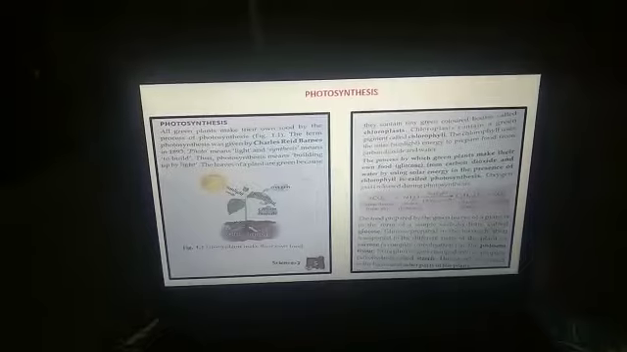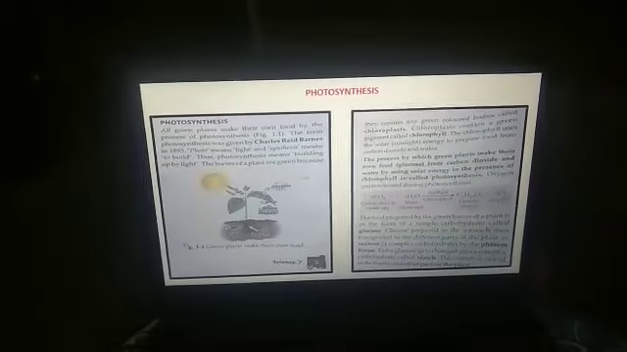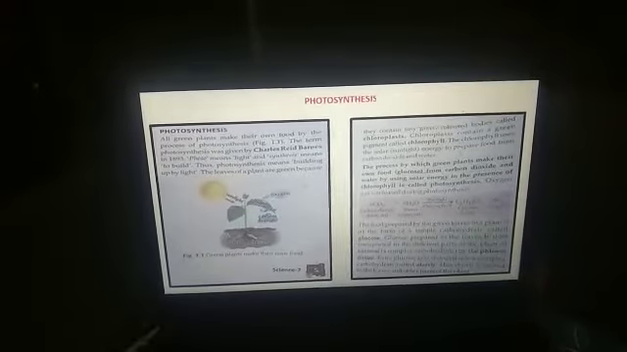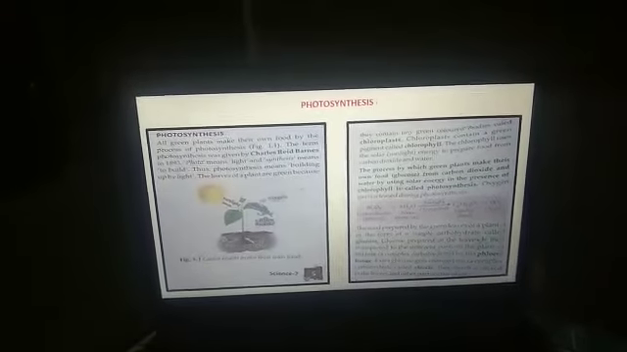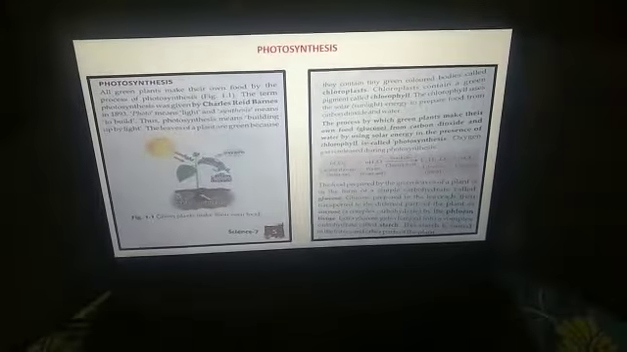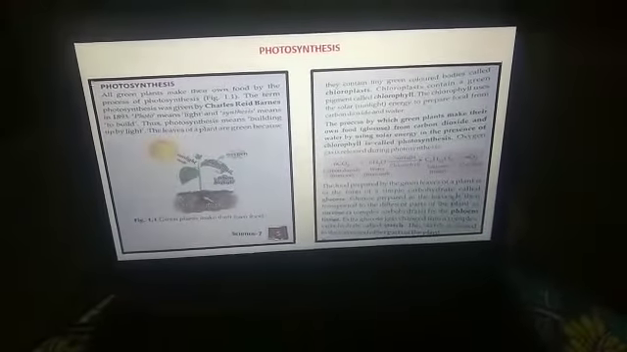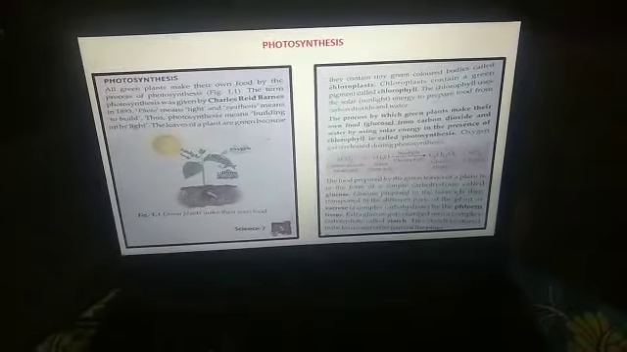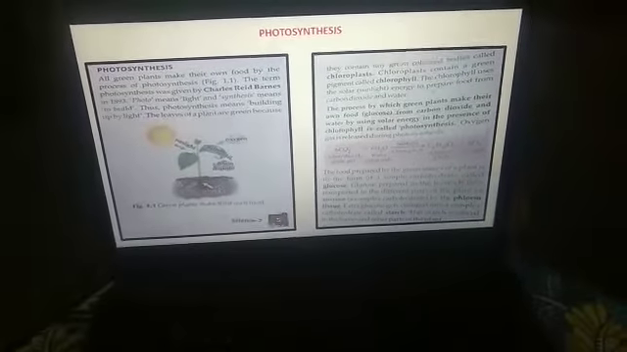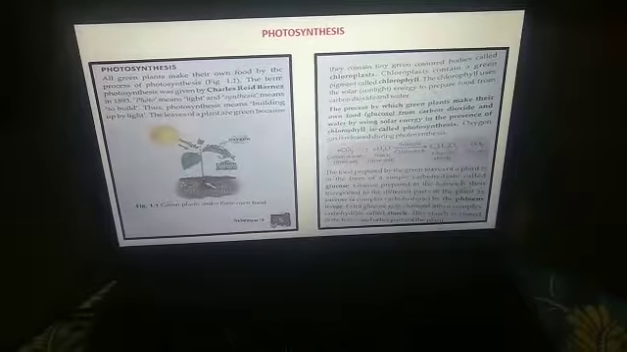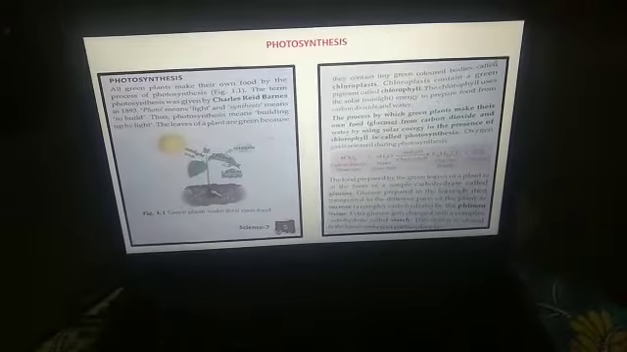Now, carbon dioxide is absorbed by the plants from the atmosphere directly. This carbon dioxide reacts with water in the presence of sunlight and chlorophyll to form food in the form of glucose, and oxygen gas is released as a byproduct. Now you all can see the reaction of photosynthesis, where 6 molecules of carbon dioxide react with 6 molecules of water in the presence of sunlight and chlorophyll to form glucose as food and 6 molecules of oxygen.